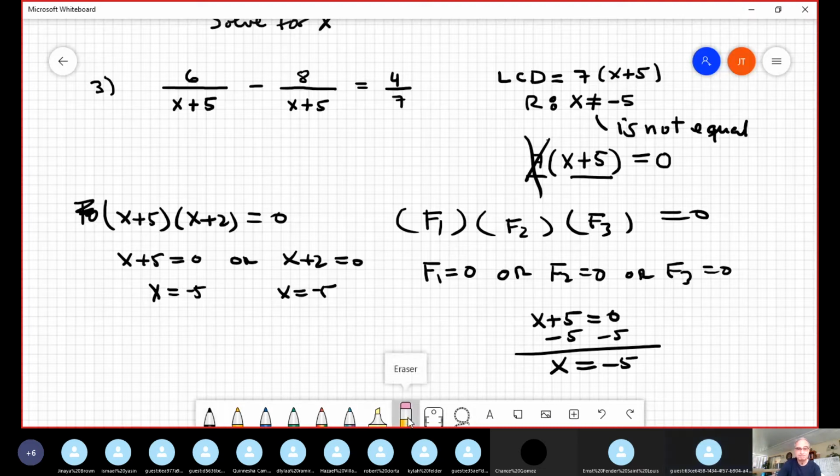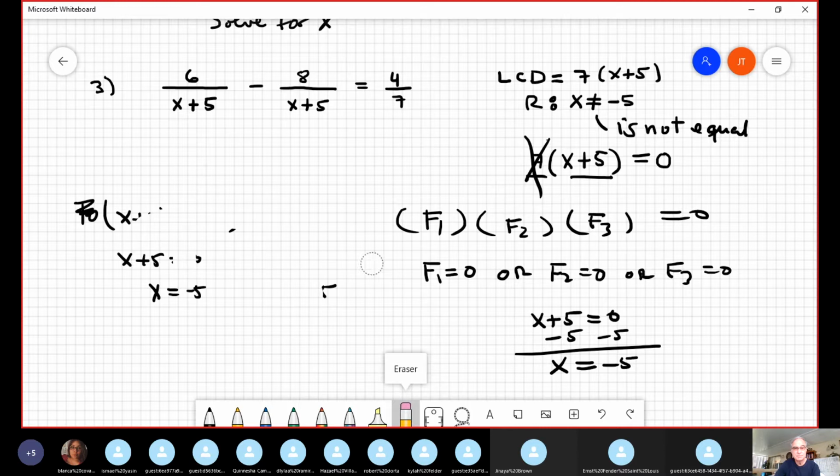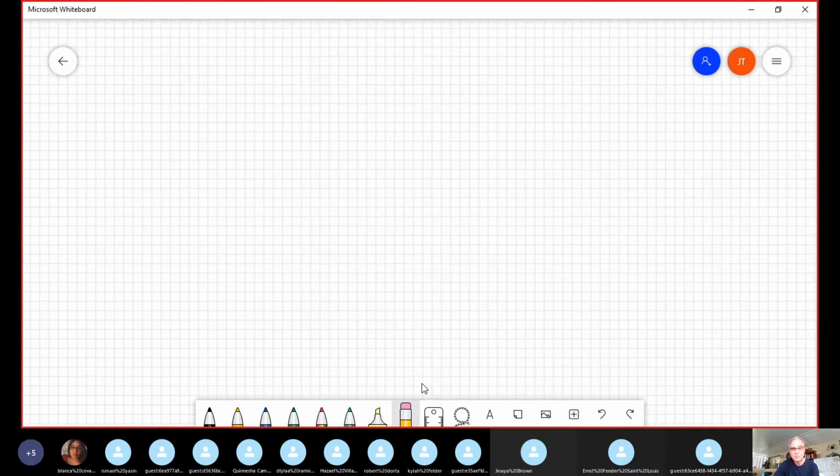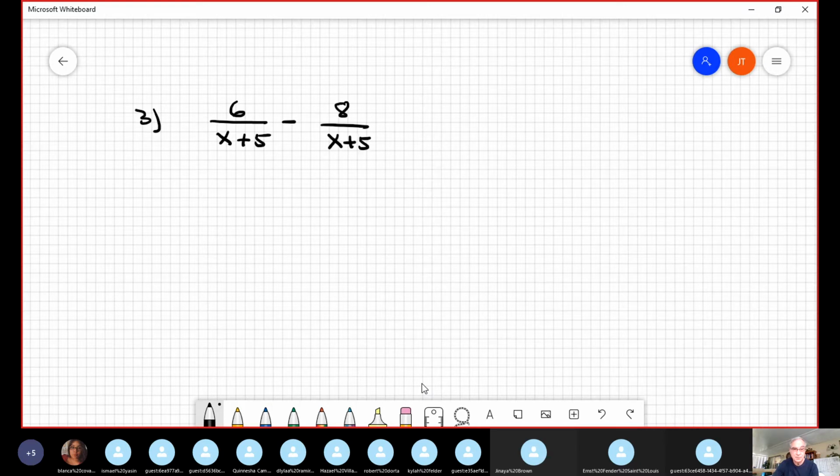Very well. This is the idea. Another question: do you understand very well where the restrictions come from? Yeah. Let me erase everything. I copy again the problem number 3: 6 over x plus 5 minus 8 over x plus 5 equal, on the right hand side we have 4 over 7.